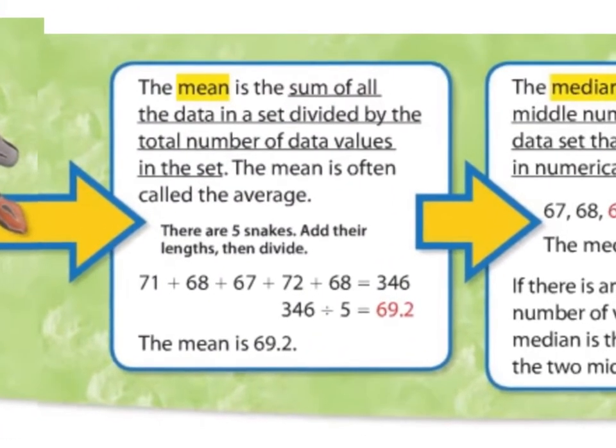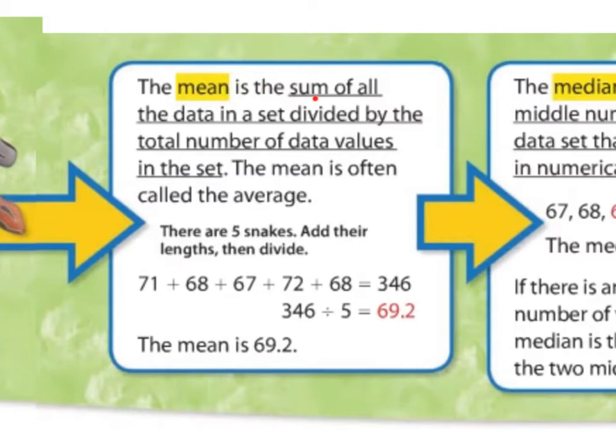So first, the mean. It is the sum, which means adding, of all the data in a set divided by the total number of data values in the set. You can also call it the average. I'm going to talk about why it's called a mean, the way I remember it, later on in the video.